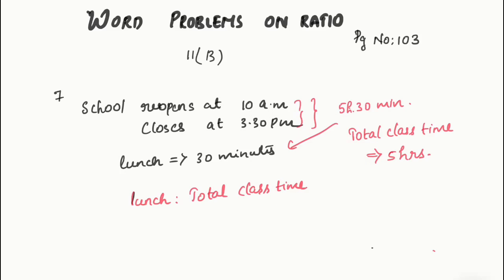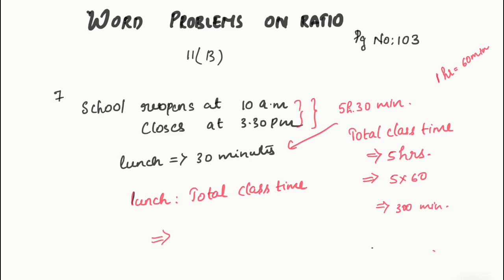So, 5 hours, and the lunch time is given in minutes. So, let us convert this 5 hours into minutes. What you get? 5 into 60. You all know that concept, right? You are learning it right from your second standard. 1 hour equals how many minutes? It is 60 minutes. So 5 into 60 gives you what? 300 minutes.